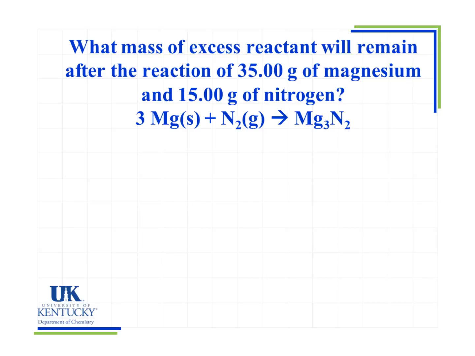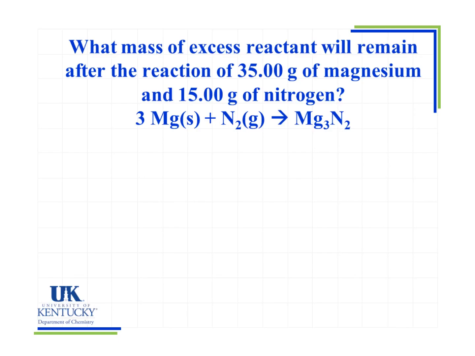What mass of excess reactant will remain after the reaction of 35 grams of magnesium and 15 grams of nitrogen? So what I've got to figure out is which reagent is my limiting reagent, or limiting reactant, and then figure out how much I actually need of that particular reactant.